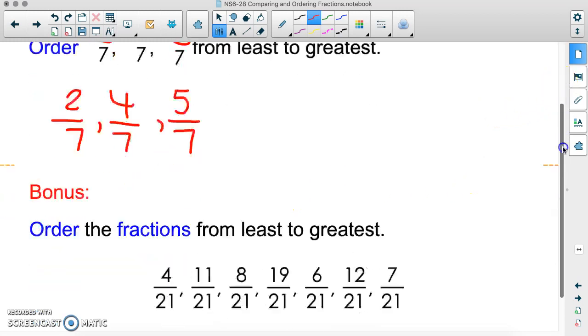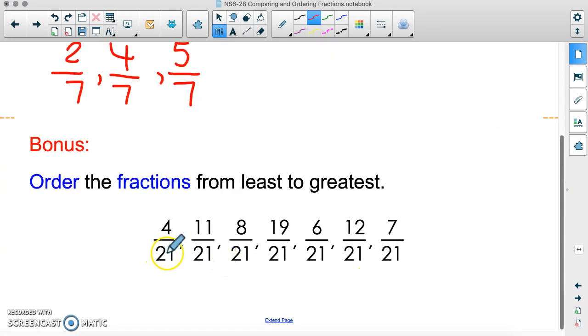Now, here's a bonus that we could try as well. So we could see the denominators are all the exact same. They're all 21, and we're ordering these from least to greatest. So you want to put them from least to greatest. When you're done, resume your screencast.